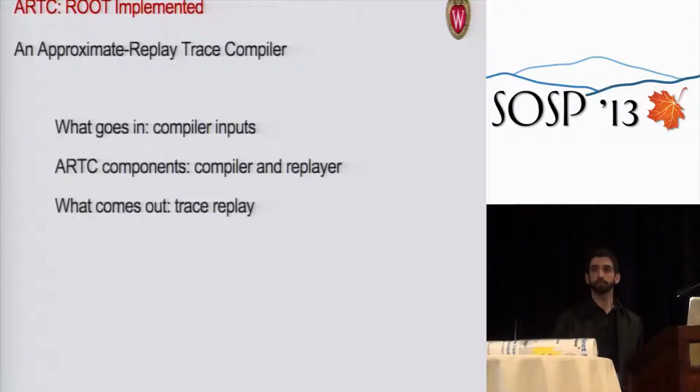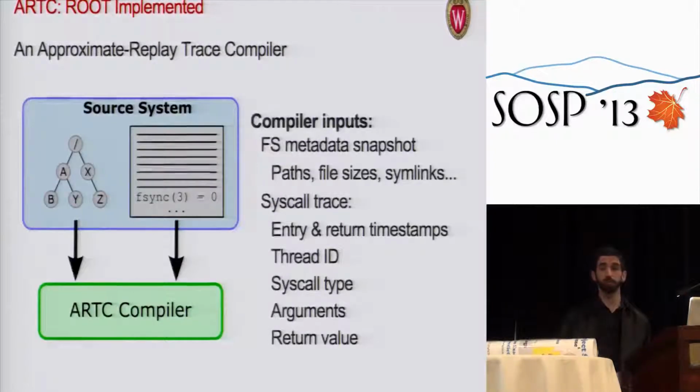So we've taken this framework for trace replay ordering and implemented it in a replay system called ARTC. That's an approximate replay trace compiler. So now I'll go into what goes into the compiler, its inputs, its main two components. We have a separate compiler and a replay engine, and ultimately the replay that it performs. So on the input side, we have from the source system where the traces are collected two inputs to the trace compiler. The first is simply a snapshot of file system metadata that gives you paths, file sizes, no actual file content, just what's necessary to create a file system tree that looks like that.